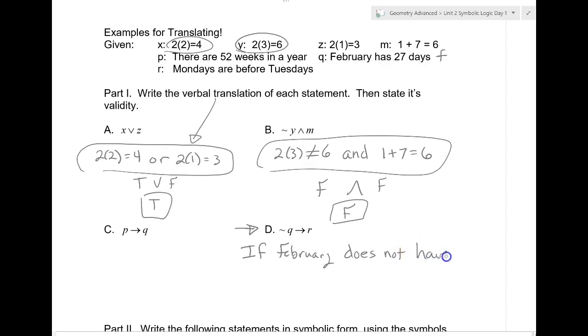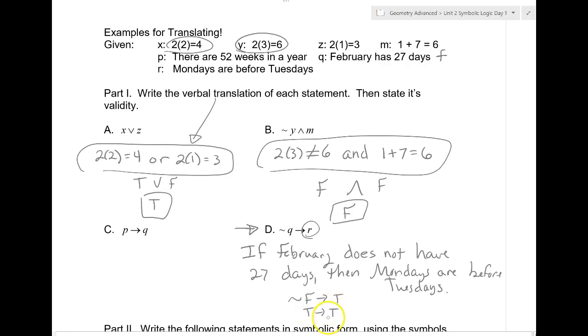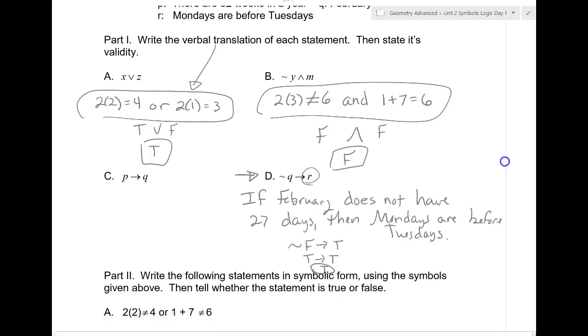Does not have 27 days. Then what's R say? Then it's R, Mondays are before Tuesdays. All right. So that's the statement. So if February does not have 27 days, then Mondays are before Tuesdays. Well, first of all, we said that was not false just because that's what I defined it as, it's true. So that's if true, then true, which makes it what? True.